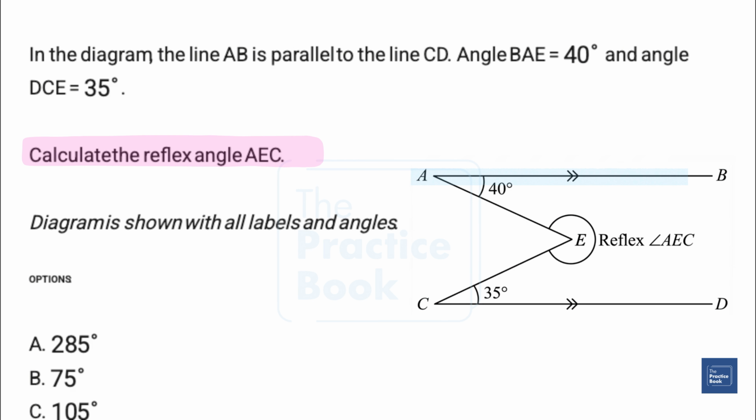It says the line AB is parallel to the line CD. Angle BAE is 40 degrees and angle DCE is 35 degrees. We need to calculate the reflex angle AEC.